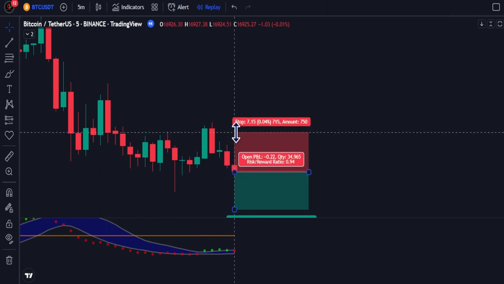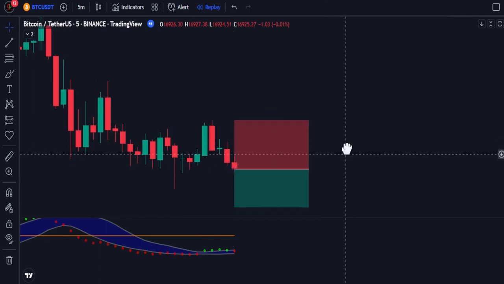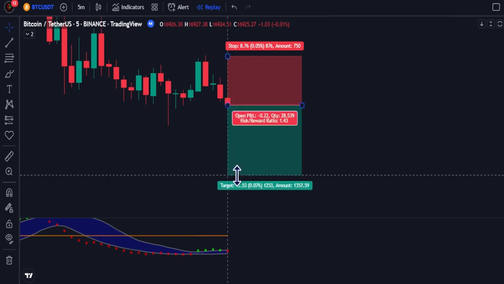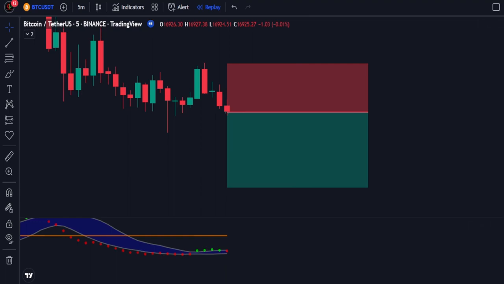We will place the stop loss at the recent swing high. For the take profit, we will target a 1.5 times risk to reward ratio. Now let's see how the trade plays out.